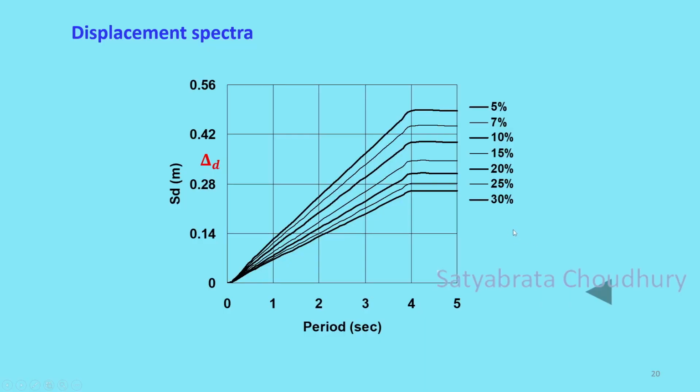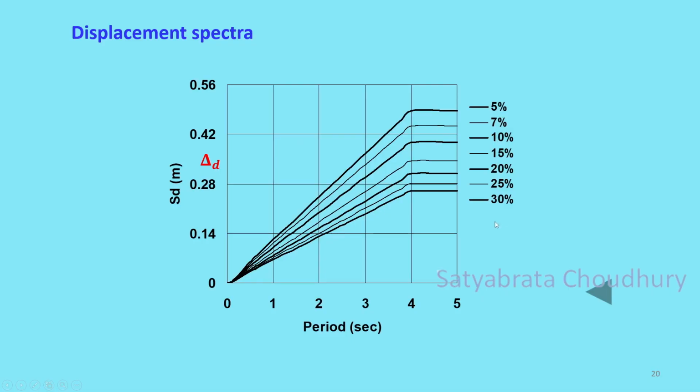Yes, so here is the displacement spectra corresponding to some code which I have not mentioned here. So a series of curves you have to draw, a displacement spectrum series depending on the different damping. 5% to 30% is drawn here.